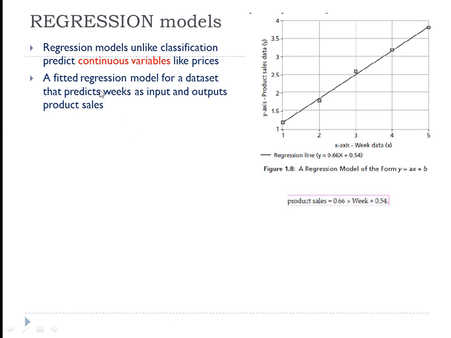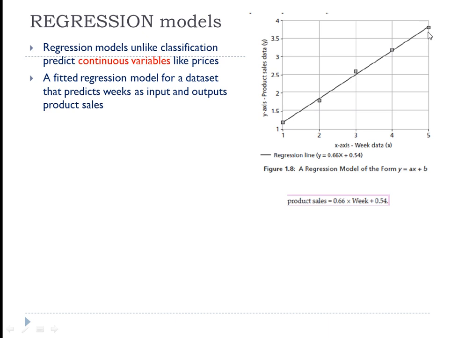A fitted regression model for a data set will take the weeks as inputs and output product sales. What we are showing here is, suppose I am trying to find out the sales of a particular product. On the x-axis I have the week: week 1, week 2, week 3, week 4, week 5. On the y-axis I have the product sales data. I have plotted it: in week 1 this was the sales, in week 2 the sales was around 1.8, and in week 3 the sales was around 2.5.